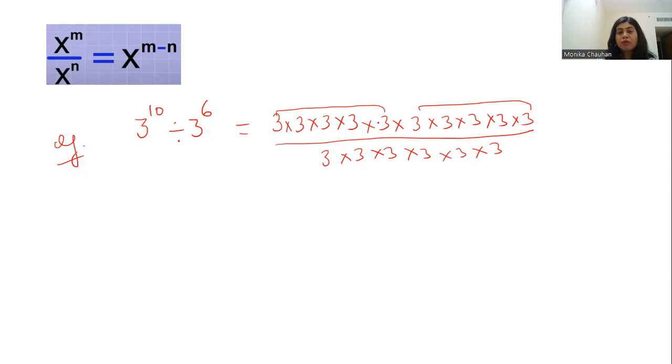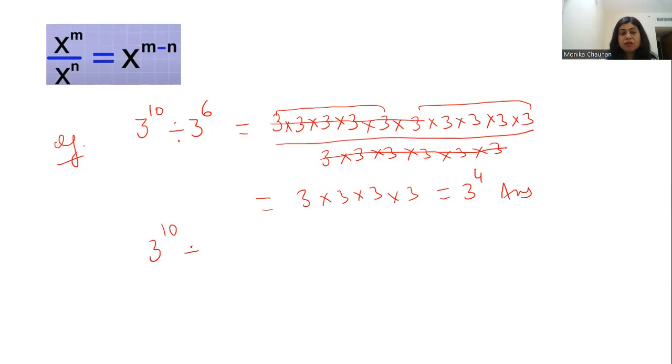So now what do we do? We can cancel in division. You can divide all these threes with these threes. So what is left in the numerator? It is 3 into 3 into 3 into 3. How many threes are left? 3 raised to the power 4, and that's your answer. So instead of doing this, why don't we just subtract the powers? That's much easier. You always get the same answer. So 3 raised to the power 10 divided by 3 raised to the power 6.